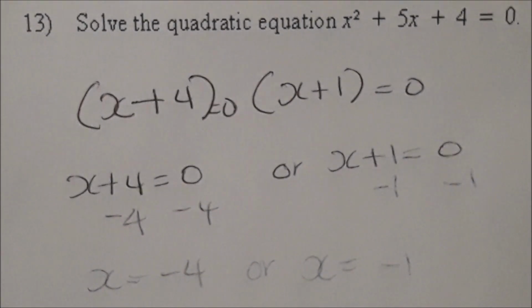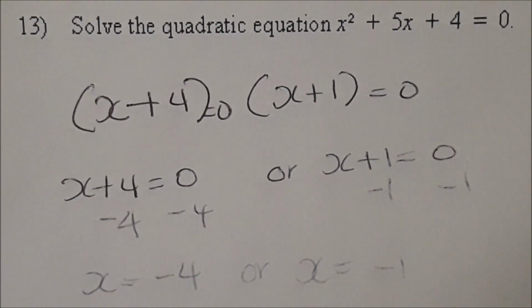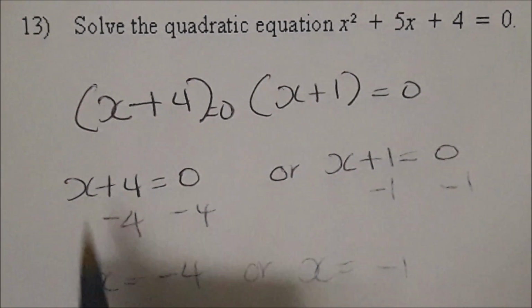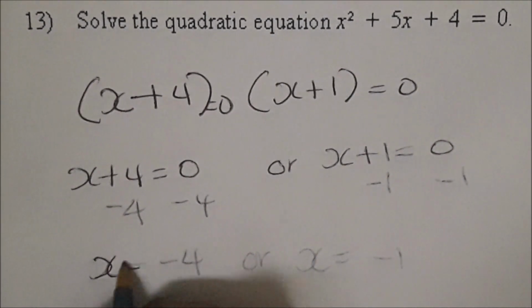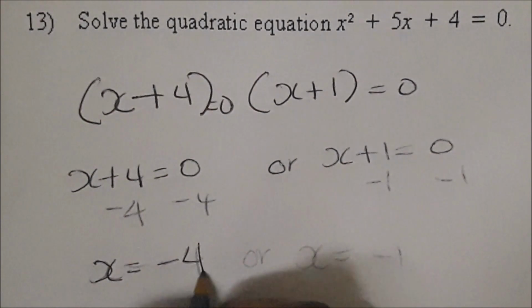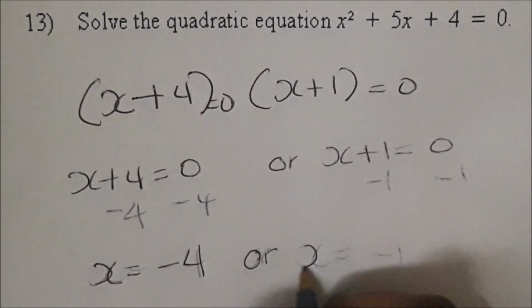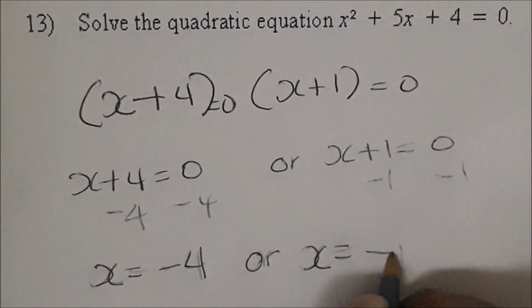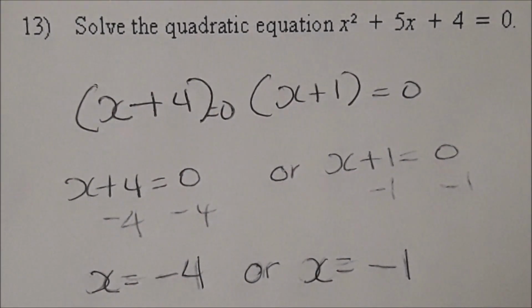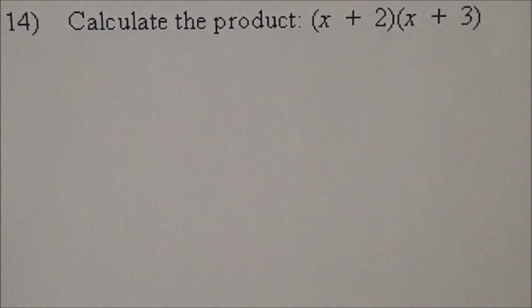Okay, your pen is running out, Candace. Okay, Precious, go ahead, write it so we can see it. Just write over what you have. Okay. X is equal to negative 4, or x is equal to negative 1. Very good. That's it.